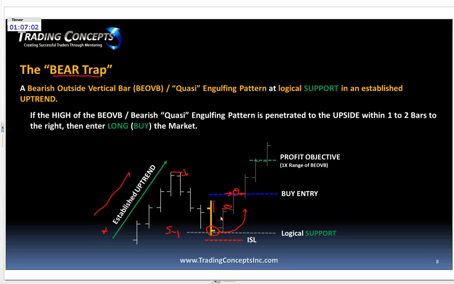But if the market does not move lower and it trades up through the high of that bearish engulfing pattern within 2 price bars, that is an automatic buy. So I wanted to add that. When you go long above that high, your ISL, your initial stop loss, goes directly below the low of the bearish engulfing pattern, okay? And your profit objective is the same as what I just showed you in the last slide: take the range of the bearish engulfing pattern and add it to your entry, and that is your logical profit objective.